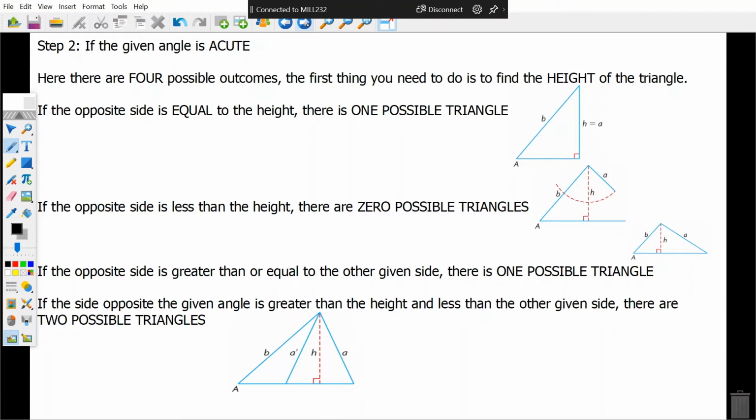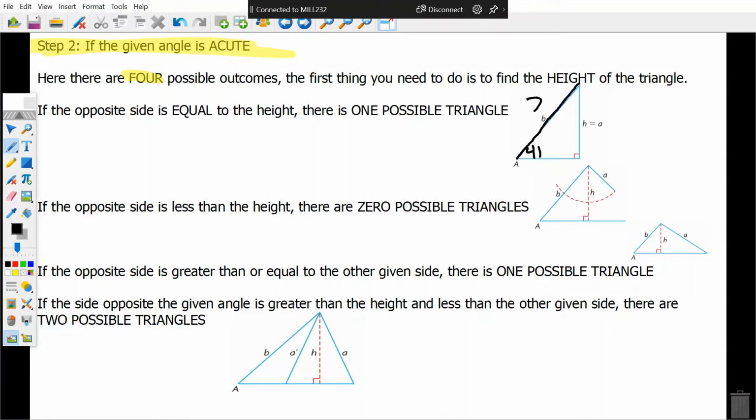Step 2 is if the given angle is acute. Okay? If the given angle is acute, that changes somewhat. Okay? Here there are 4 possible outcomes. Okay? So we'll go through them one at a time. Before you can do anything, you have to find the height of the triangle. You know that this is your acute angle. Right here, let's say it's 41. They're giving you side length B. Let's say this was 7.